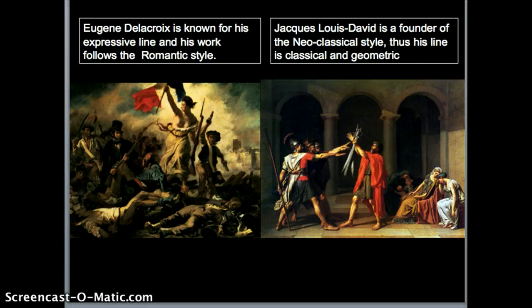Here we have two different styles that we can denote by looking at how the line looks when we have the shapes of the bodies. Looking at this Eugene Delacroix piece, there are very visible brush strokes. The shapes aren't as crisp, and so by virtue of the line we know that it's a romantic style. We can contrast that with a more neoclassical style by looking at a line that is much more geometric and crisp.